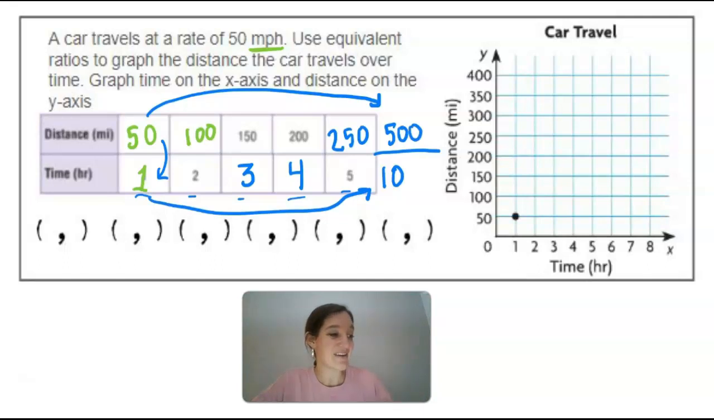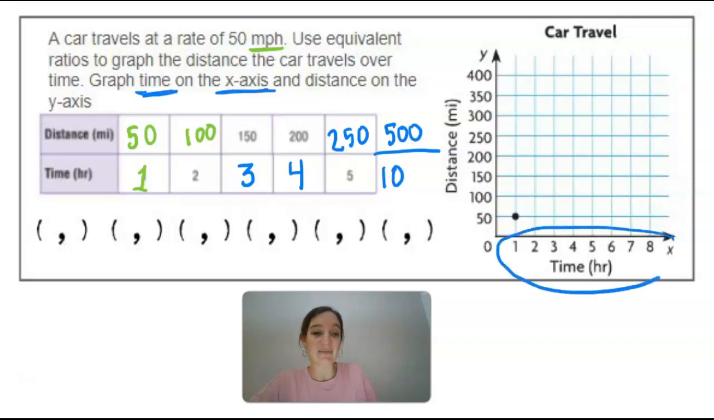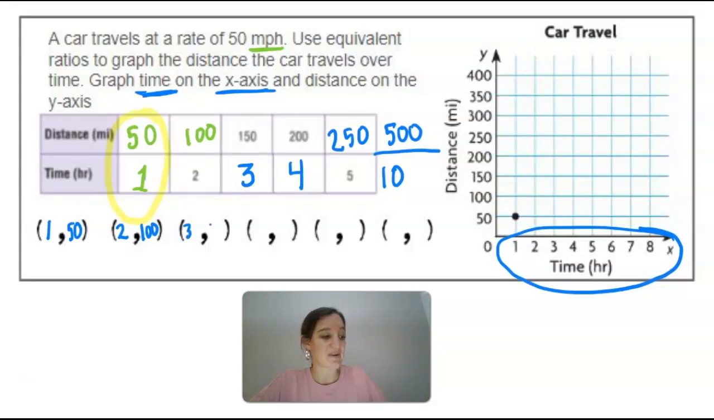Okay, so now that you know how to set up the table, we can now create some ordered pairs to use for a graph. It's set up here to graph time on the x-axis, which means the time needs to be our x coordinate. It needs to be the number that we go to first. So with this right here, we are going to say that the time is 1 and the y coordinate is 50. For the next one, time is 2 hours and we have 100 miles right there. 3 hours or 150 miles.